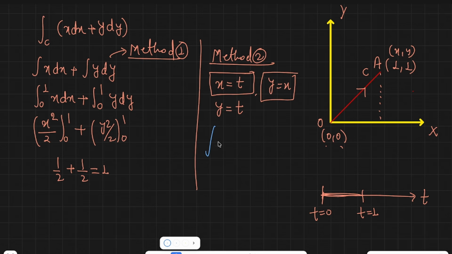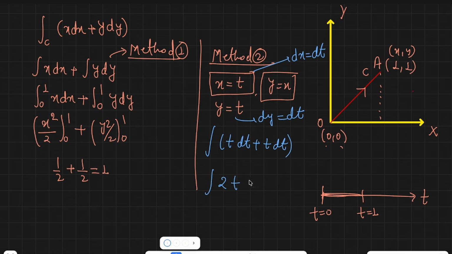So x is t. Now if x is t, then what will dx be? From here dx is nothing but dt, and from here dy is nothing but dt. You apply this, so it is t dt, y is also t, and this is dt. So it will be nothing but 2t dt, and t is from 0 to 1. The 2 goes outside, this will be t square by 2, and when you apply the limit from 0 to 1, it is nothing but 1. So this is the answer.